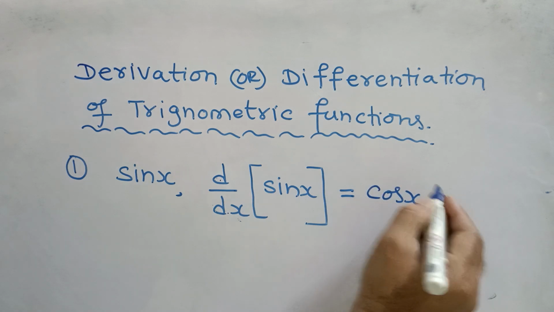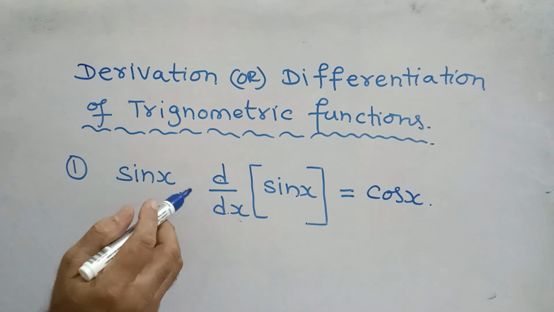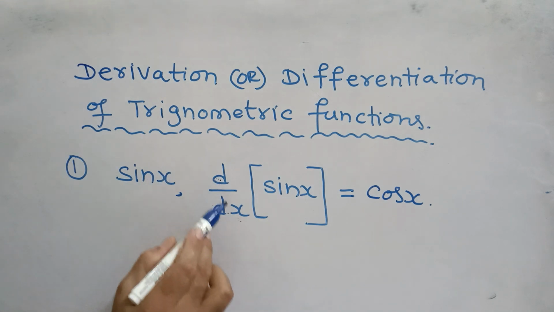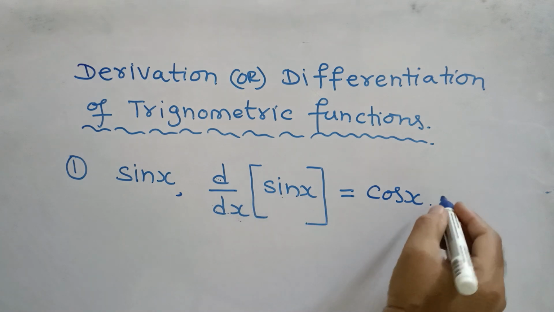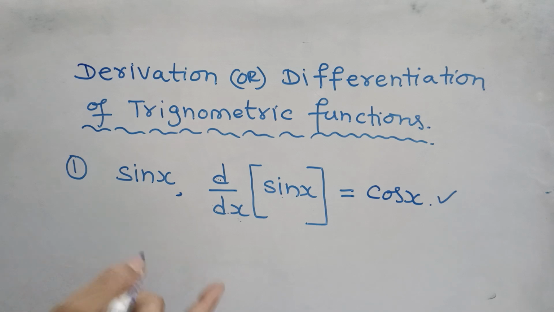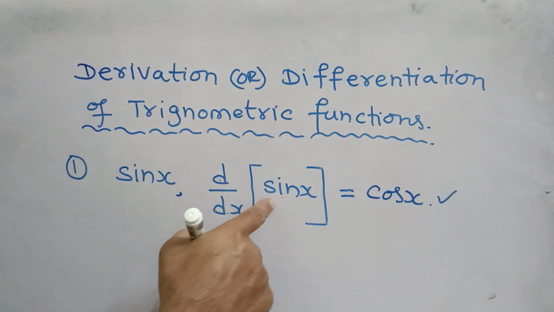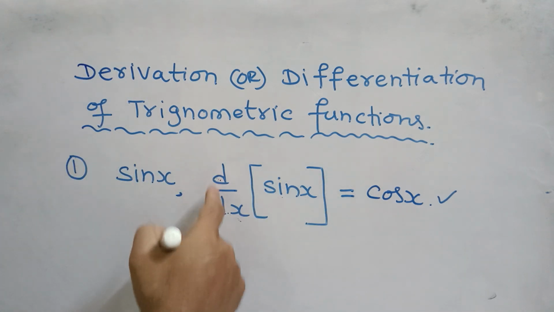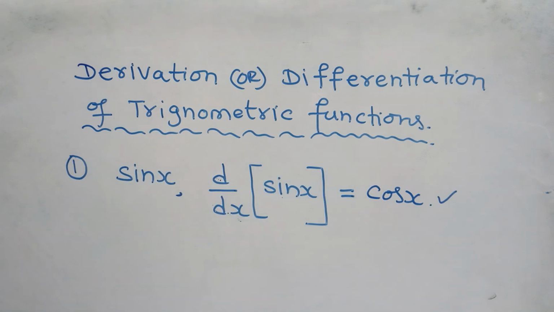This is the formula, dear friends. Remember very carefully. If sin x is the given function, then the derivative of the sin function is equal to cos x. That is the answer. Therefore, whenever in your examination or in your problem, if you are asked to find d by dx of sin x, directly your answer is cos x. D by dx of sin x is equal to cos x, right?